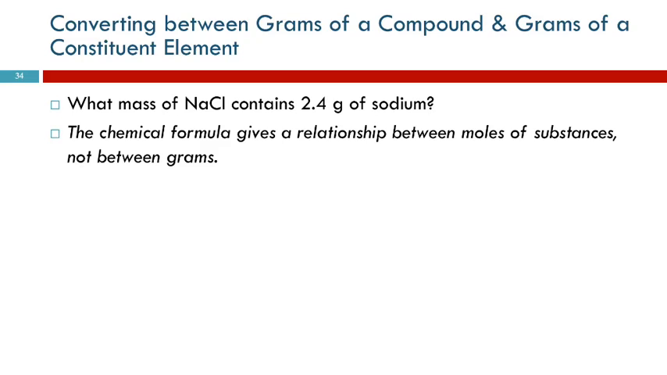We need the chemical formula, which provides the relationship between moles of sodium and chlorine, not grams. This formula, NaCl, says there's one sodium atom for each chlorine atom. It does not say there's 1 gram of sodium for every 1 gram of chlorine, because the atoms weigh different amounts. The formula gives us the numbers, but we need mass because that's how we count things that are too small to see.